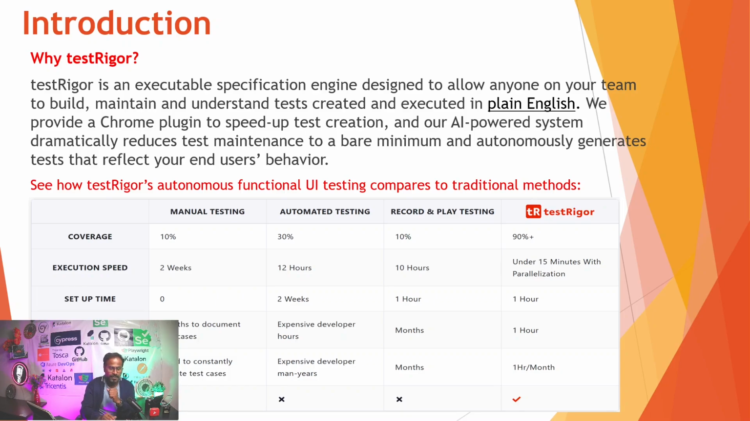So if you see on the screen, this is how testRigor's autonomous functional UI testing compares to the traditional methods. Coverage: by using manual testing, you can cover 10% of your test coverage. By using automation testing, you can achieve 30% of test coverage. By using record and playback tools, you can cover 10% of your test coverage. Whereas by using a generative AI based test automation tool like testRigor, you can achieve 90 plus percent test coverage.